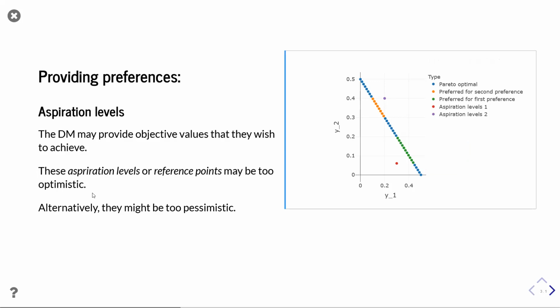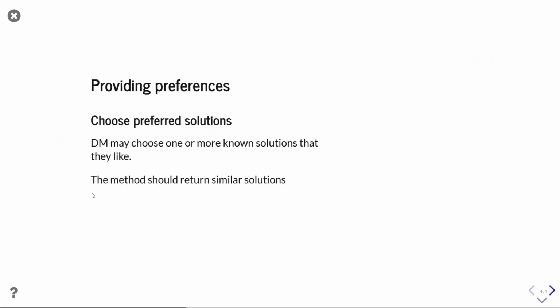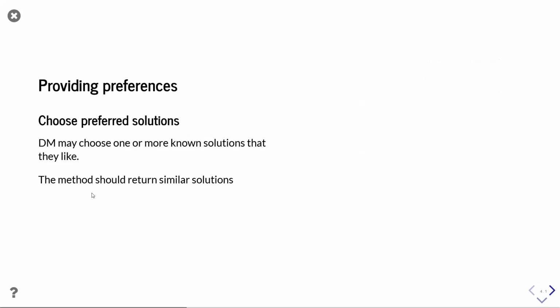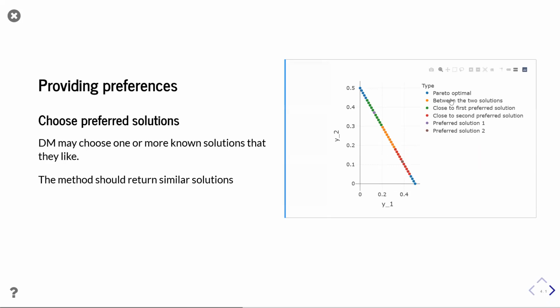But that is just one way to provide preferences. There might be some other ways. For example, a decision maker might see some solutions during this interactive process, and they may say that, okay, I like this one solution, and during some other iteration, they like some other solution, and later on, they might say that, okay, give me solutions that look like these two again in a new iteration. Like, give me some solutions around these solutions. And that might look something like this.